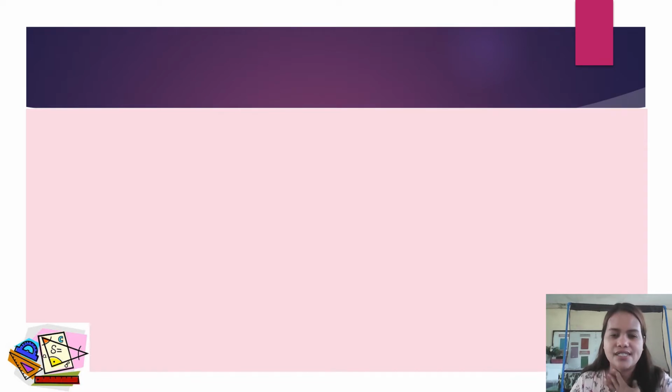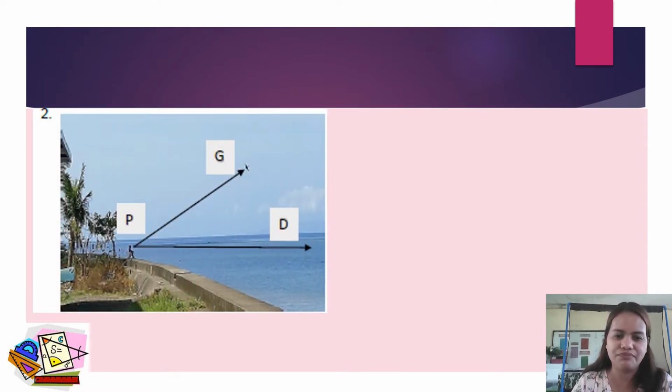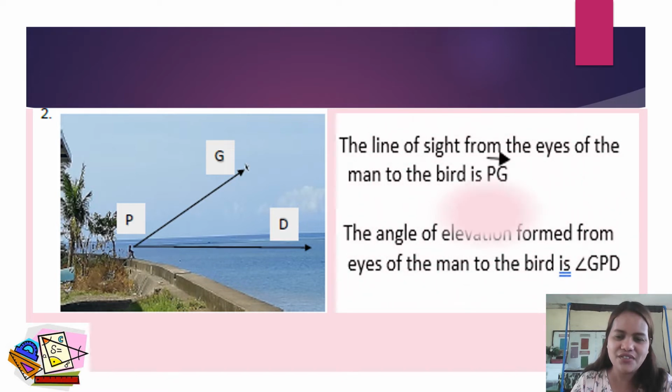Next, for the second picture. The line of sight from the eyes of the man to the bird is PG. That is PG. The angle of elevation formed from the eyes of the man to the bird is angle GPD. The object being observed, the bird, is above, so it is an angle of elevation, and the angle formed is angle GPD. Is that clear? Okay, then let us proceed to the next slide.